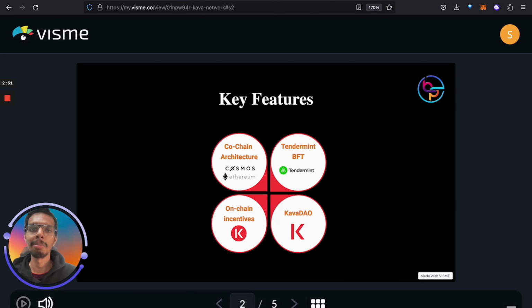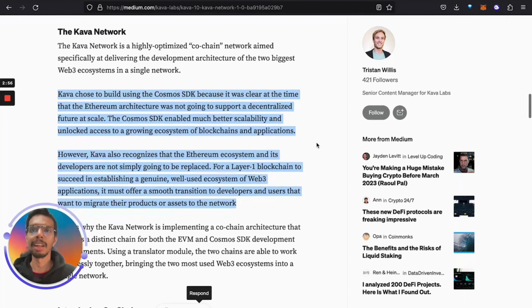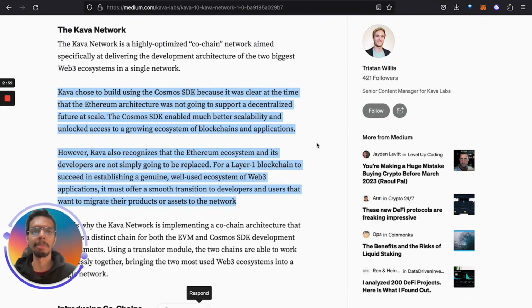The Kava team has done a very good job in explaining this in this article that they released for the Kava 10 upgrade. In the article, the team has mentioned that Kava chose to build using the Cosmos SDK because it was very clear that Ethereum architecture has scalability issues. According to the team, it was quite clear that to support a very decentralized future, that is the thing that Web3 is about, right? To create a decentralized future.